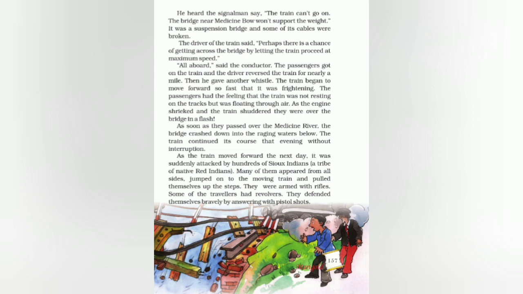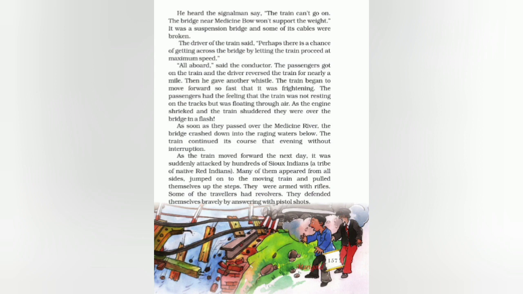As soon as they passed over the Medicine River, the bridge crashed down into the raging waters below. The train continued its course that evening without interruption. As the train moved forward the next day, it was suddenly attacked by hundreds of Sioux Indians, a tribe of native Red Indians. Many of them appeared from all sides, jumped on the moving train and pulled themselves up the steps. They were armed with rifles. Some of the travelers had revolvers. They defended themselves bravely by answering with pistol shots.